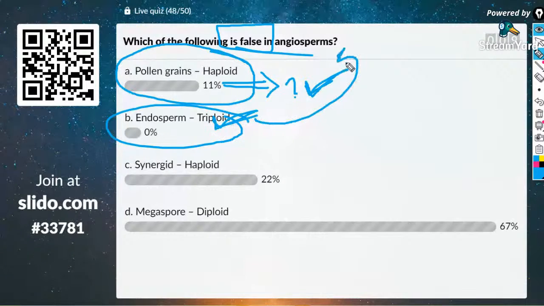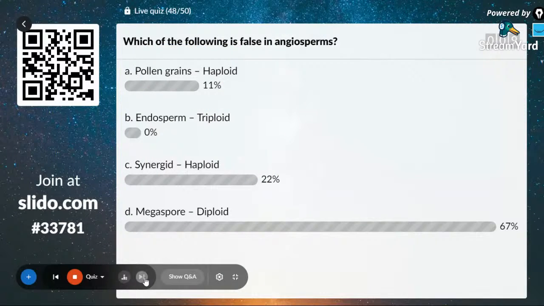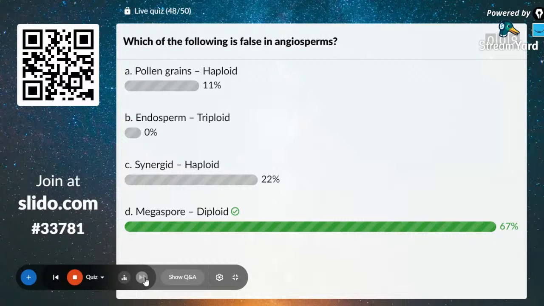Next, synergid. Synergid is a haploid cell. In an embryo sac, you have the egg surrounded by the synergids. All these are haploid cells. Correct answer: megaspore is always haploid. Next question on the screen.